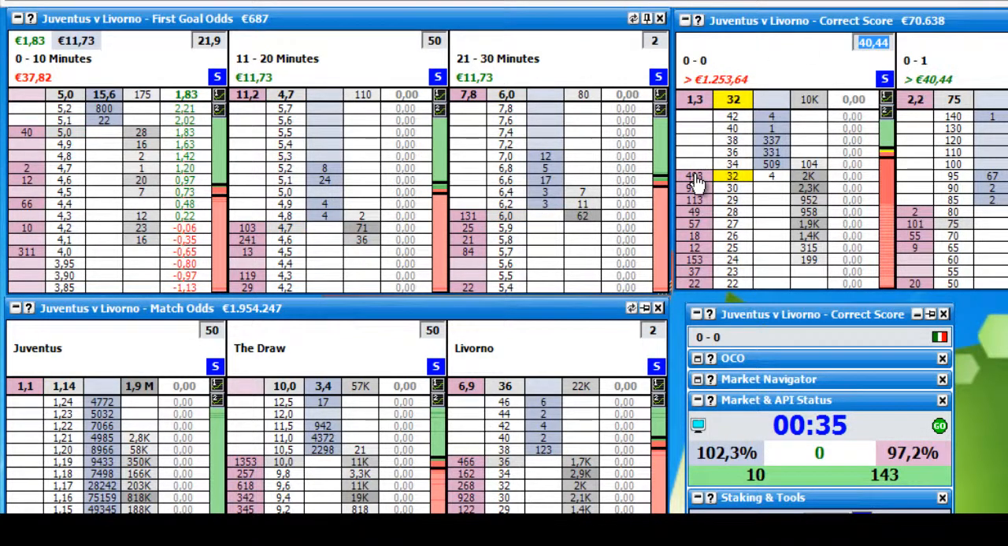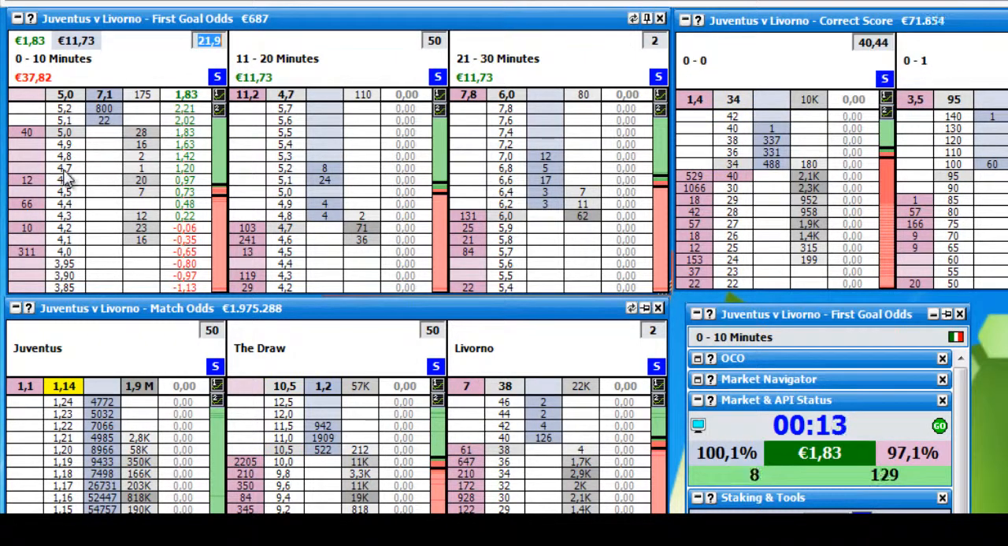I try to enter the market at 32, and I need 1,253.64 euros for this lay, so pay attention to that. You can see here the odd goes up a little bit. If I cannot go in the market in the next 4 seconds, I have definitely to go up to 34.